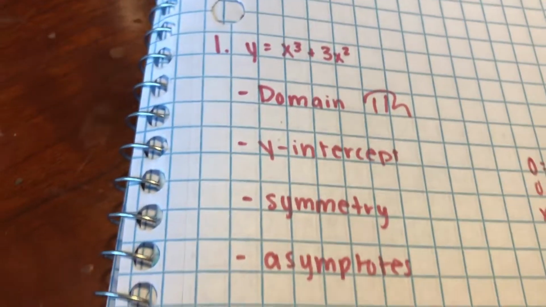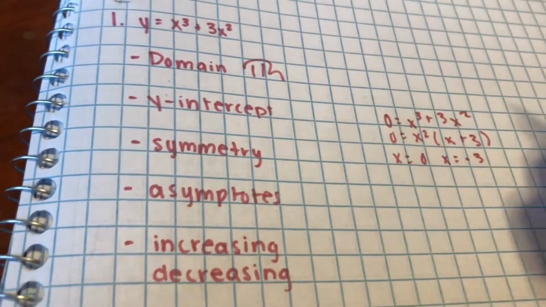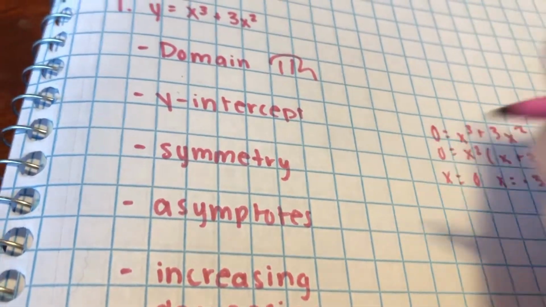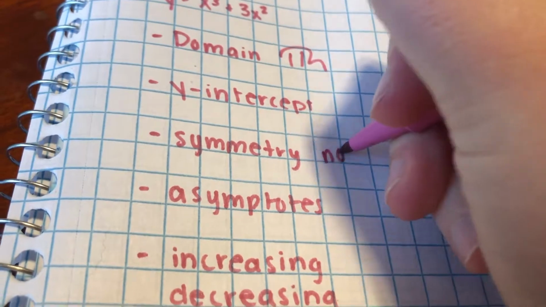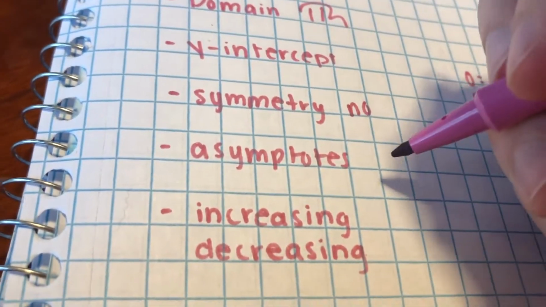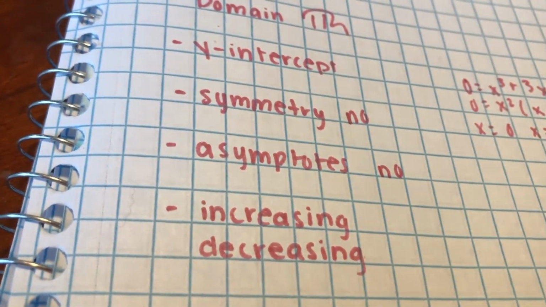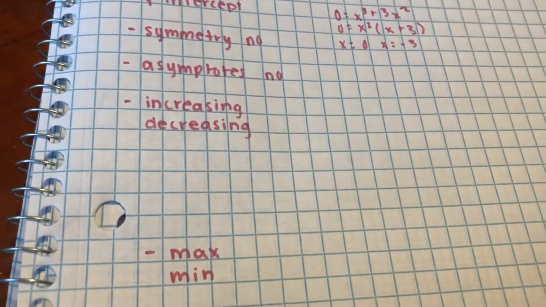And then we have symmetry. There is no symmetry with this function. There are also no asymptotes. And then we're going to use our first derivative test to find out where it's increasing and decreasing.